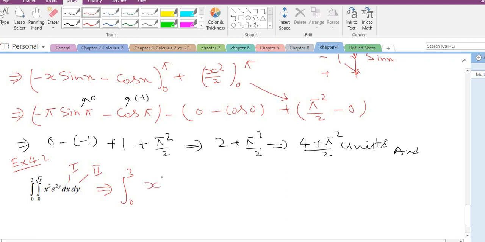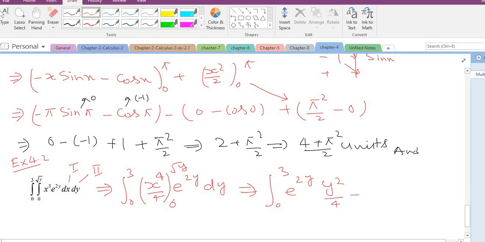So integration of x power 3 means x to the power 4 by 4, and e to the power 2y is constant, and put it dy, and use the limit for x, which is 0 to square root of y. So now it becomes 0 to 3 e power 2y, and now replace x is equal to square root of y. So x to the power 4 means x square means y, and x square means y. So it is coming y square by 4 minus x is equal to 0, that means 0, and simply dy.